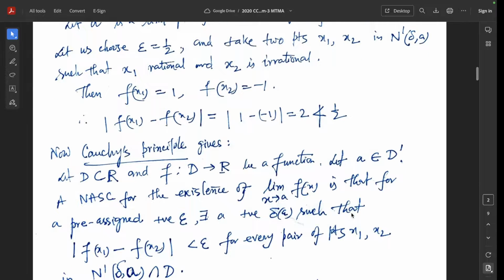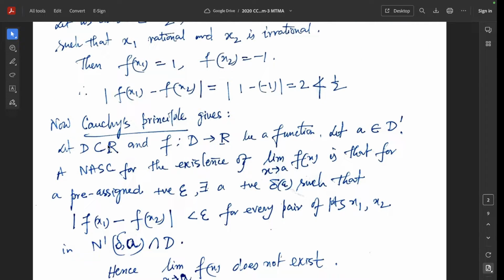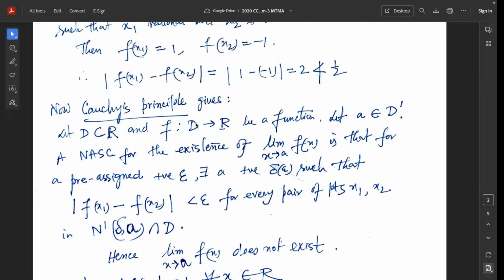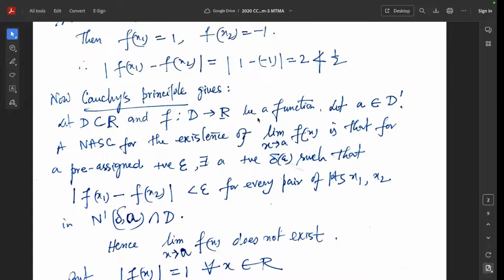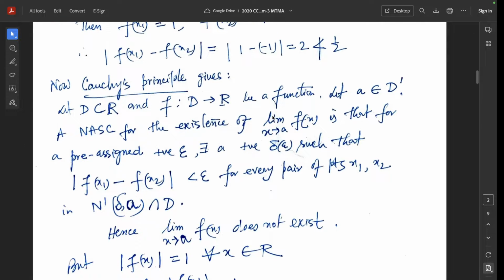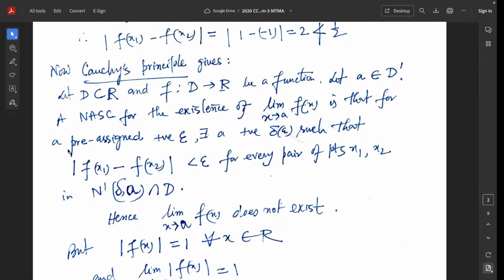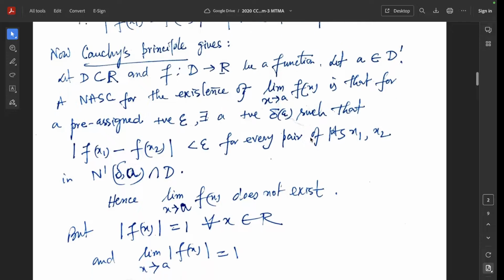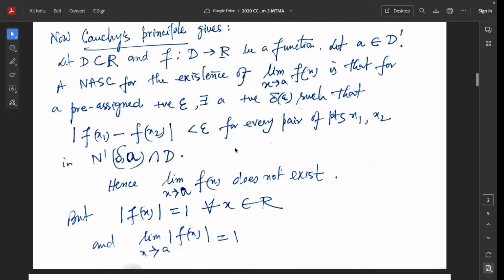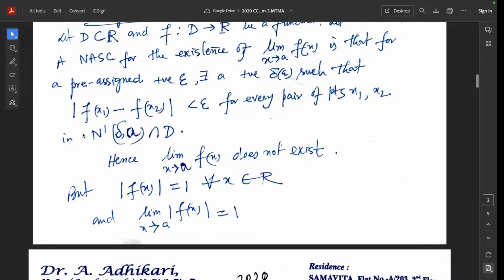Now Cauchy's principle gives: D is a subset of R and f maps from D to R, we have a function. Let a belong to D', the set of limit points of D. A necessary and sufficient condition for the existence of the limit of f(x) as x tends to a is that for a preassigned positive epsilon, there exists a positive delta depending on epsilon such that mod of f(x1) minus f(x2) is less than epsilon for every pair of points x1, x2 in the deleted delta neighborhood of a intersection D.